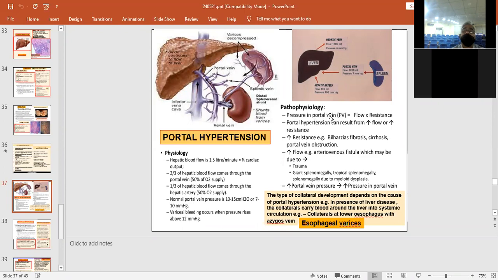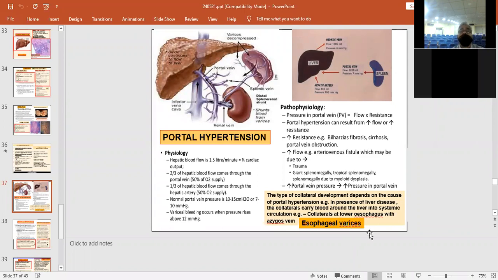Same is true here. Pressure in the portal vein is flow into resistance. In cases of primary hypertension, it is the cardiac output multiplied by the resistance in the vessels. So the same is true here: the formula is flow into resistance. So either the flow is more or the resistance is more. These two points are more important. I'm not going into the detail, I don't have much time, but the end result is esophageal varices.